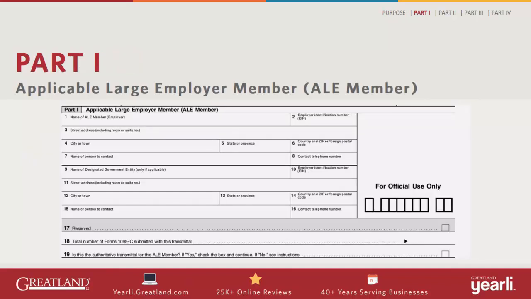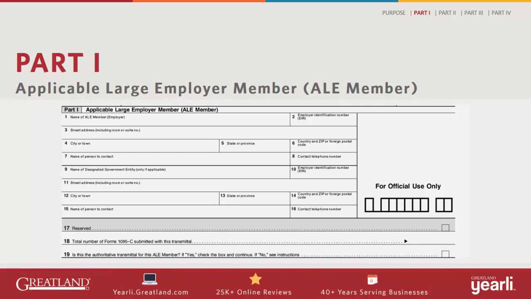Let's look at Form 1094-C. Starting with Part 1, the applicable large employer's name, employer identification number, and address should be entered on lines 1 through 6. An applicable large employer, or ALE, is an employer that employed an average of at least 50 full-time employees, including full-time equivalent employees, during the preceding calendar year.